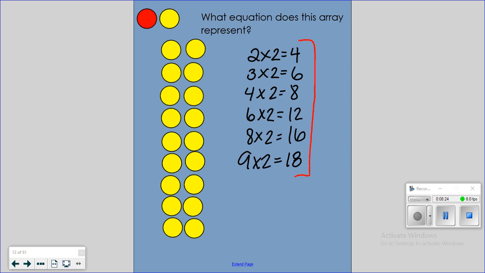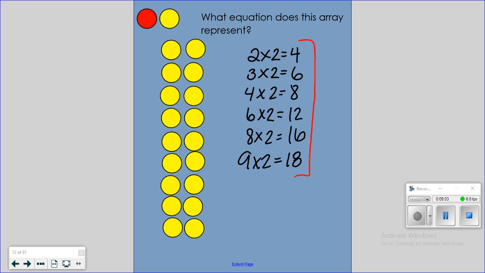Are there any odd numbers in my product? In my products, Will? Which one of those is an odd number? So are there any odd numbers in my product? Which one of those is an odd number? 9. 9 is not a product, that's a factor. Product, remember, is an answer to a multiplication equation.